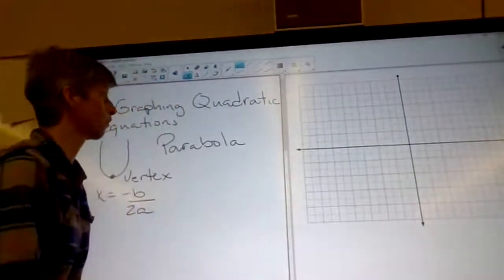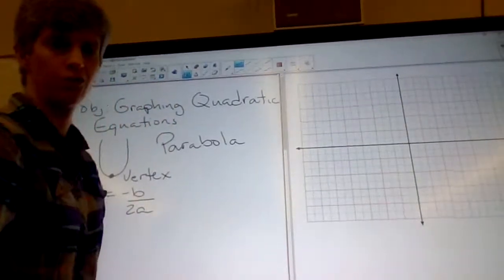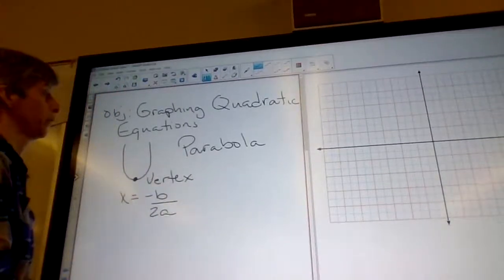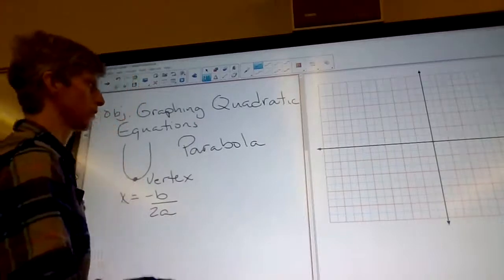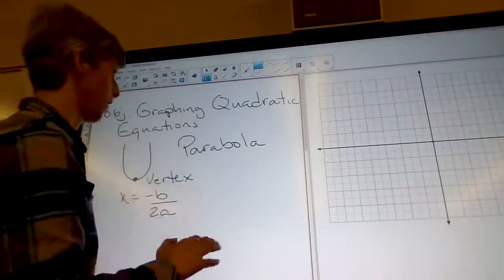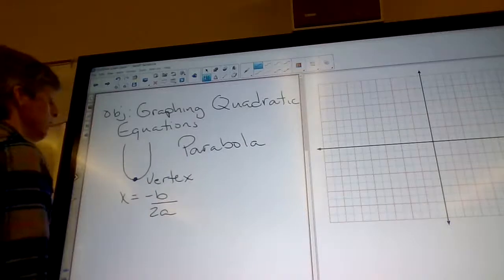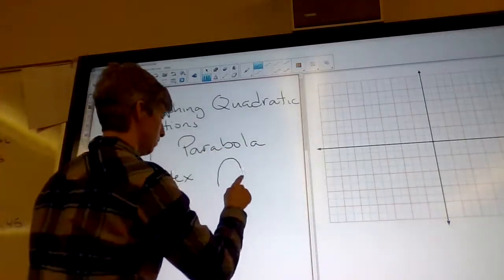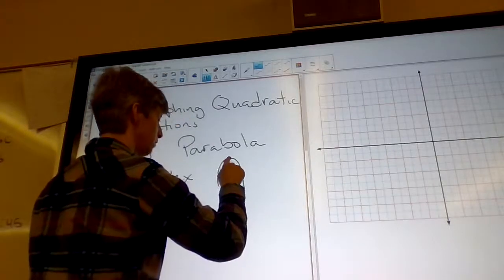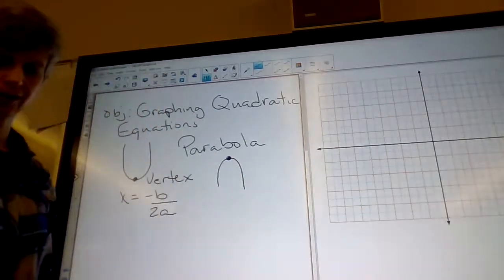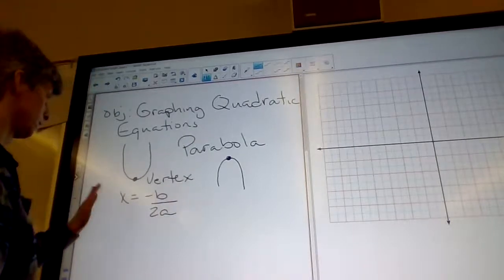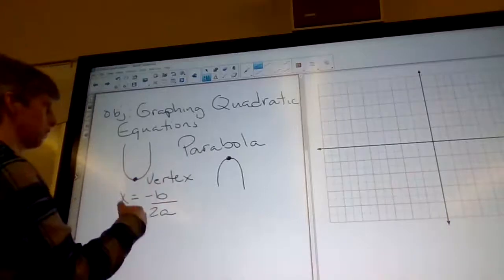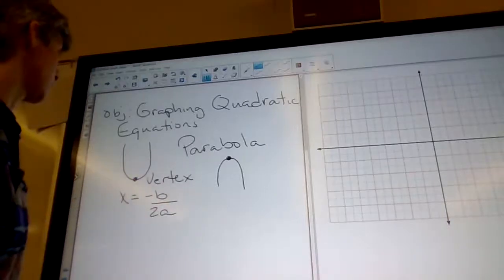All right, today we're going to talk about graphing quadratic equations. First we need to understand that when we graph a quadratic equation, the graph is going to be U-shaped, which is called a parabola. The vertex is the very bottom, or if the parabola is upside down, the very top point. The x coordinate of the vertex is found by opposite b over 2a.